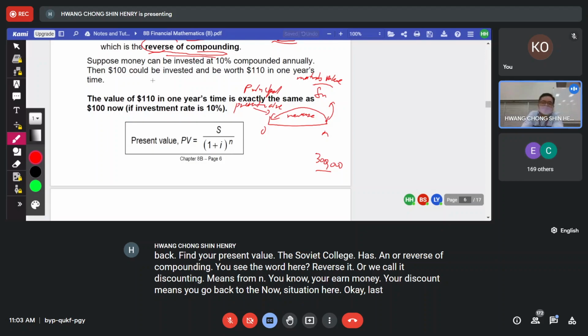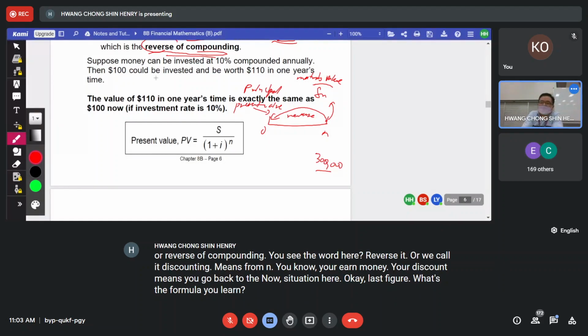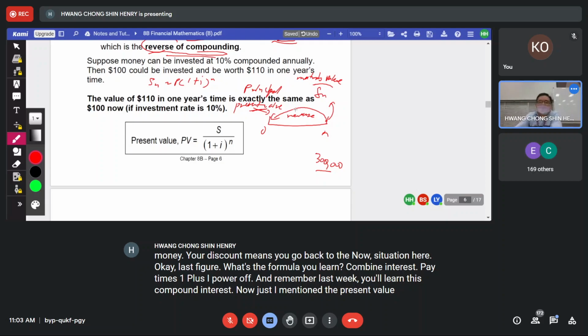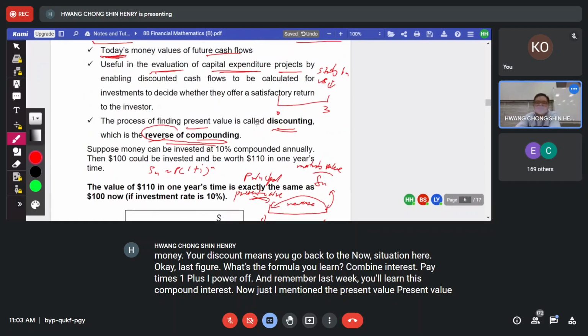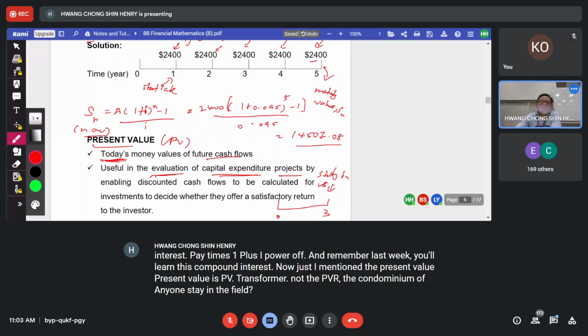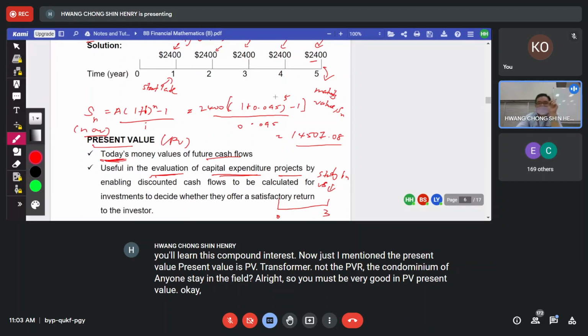Okay, last week, what's the formula you learned? Compound interest. P times 1 plus i power of n. Remember last week you learned this compound interest? Now, just like I mentioned, your present value is PV. Short form, not the PV, the condominium. Anyone stay in the PV? PV. All right, so you must be very good in PV, present value. Okay, from the symbol PV, for principal we use P, right? So actually PV is your P.